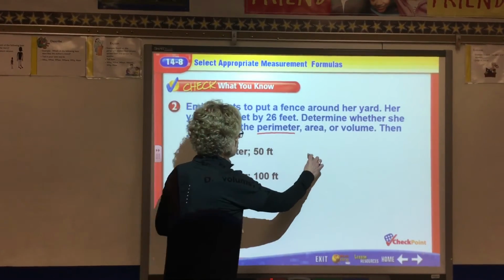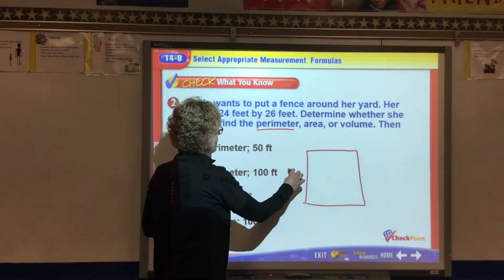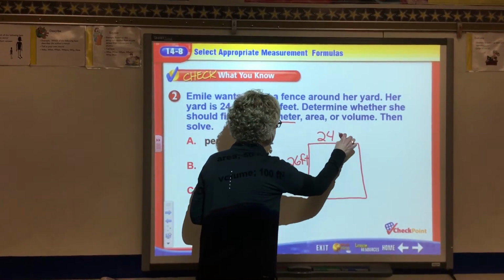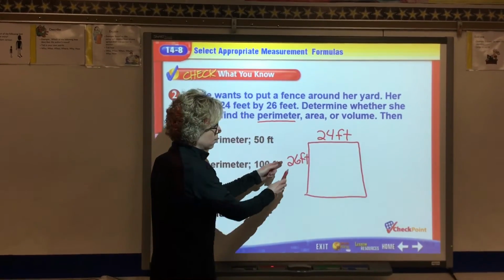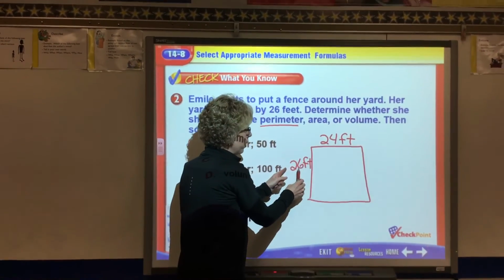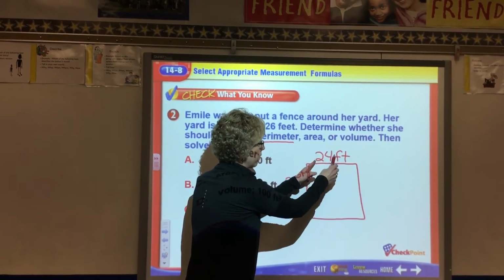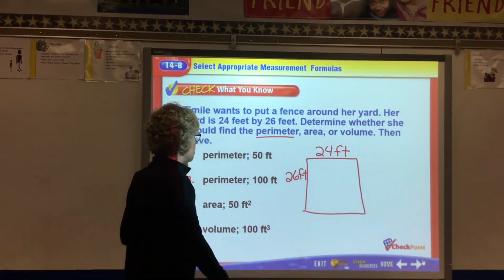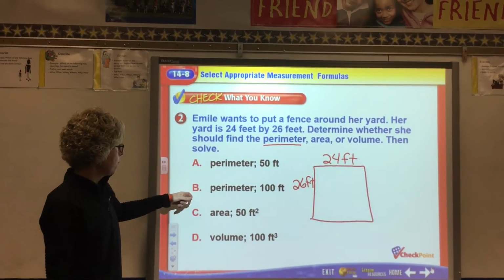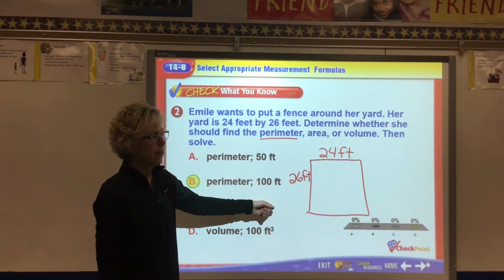And if we know the dimensions of her yard are 26 feet by 24 feet, you could say 26 plus 26 plus 24 plus 24, or you could say 26 times 2 plus 24 times 2. And when you plug that into your calculators or add it all up or multiply it out, you would get 100 feet, okay?